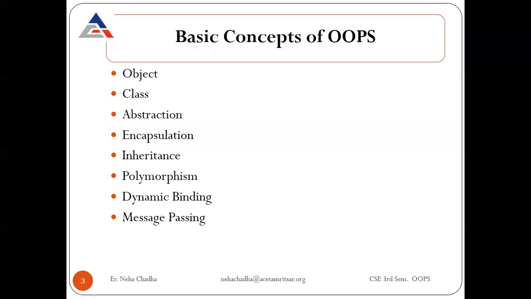Then comes message passing. Message passing means objects that we create can communicate with each other by sending and receiving information. The process of conversation among the objects is called message passing. You don't have to worry at this point about what objects, abstraction, and encapsulation are. These are concepts all related to your class concept that we will study in detail in our future lectures.